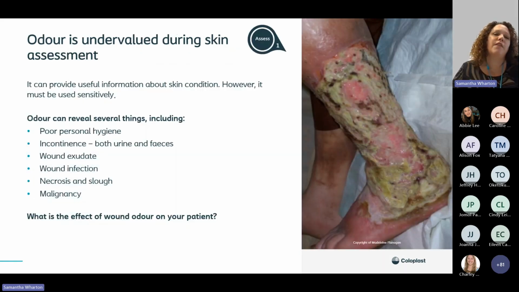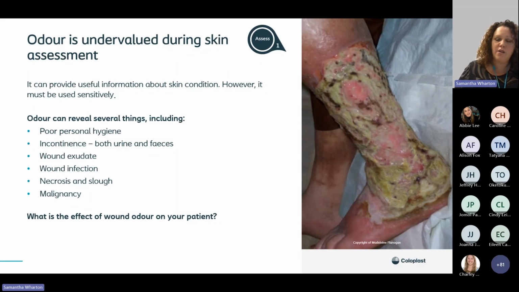And something that's sometimes very undervalued is odor. It can provide useful information about that skin condition. It should be done sensitively. I've had patients where you can sort of smell their wound before you see them, and some, like Pseudomonas, has a very distinct smell, and you know straight away what's contained in that wound when you can smell that Pseudomonas smell. We do need to be sensitive when we address it, but can you think of the impact that odor is going to have on your patient?